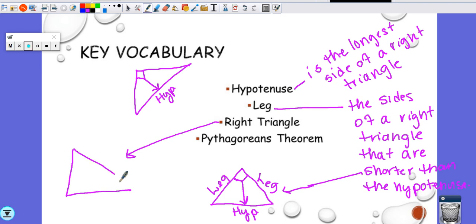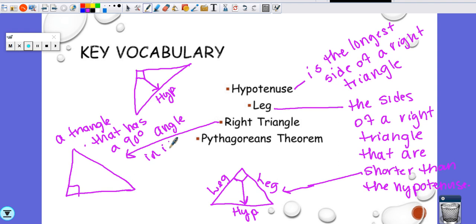A right triangle is a triangle that has a 90-degree angle in it. Now here's an example where this is the hypotenuse. This is called the 90-degree angle, and you'll see that box is very distinctive. And then leg and leg.